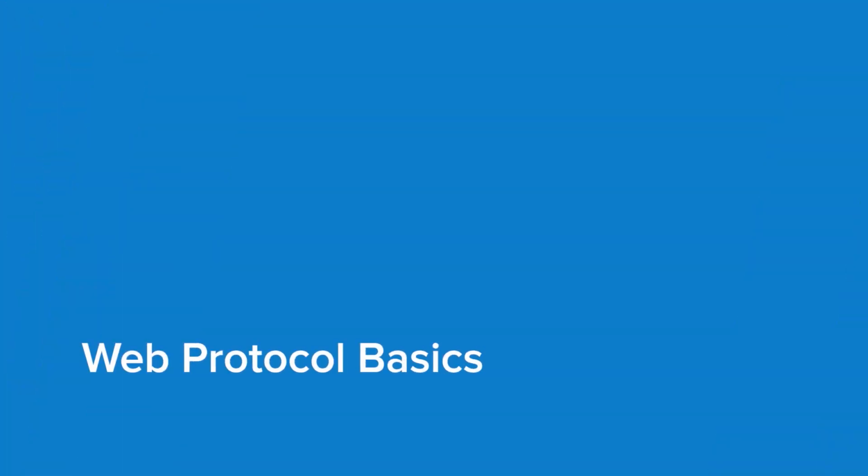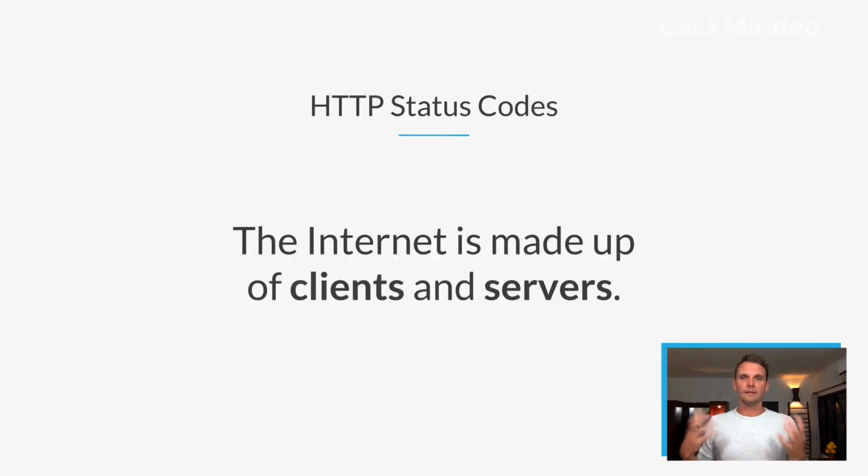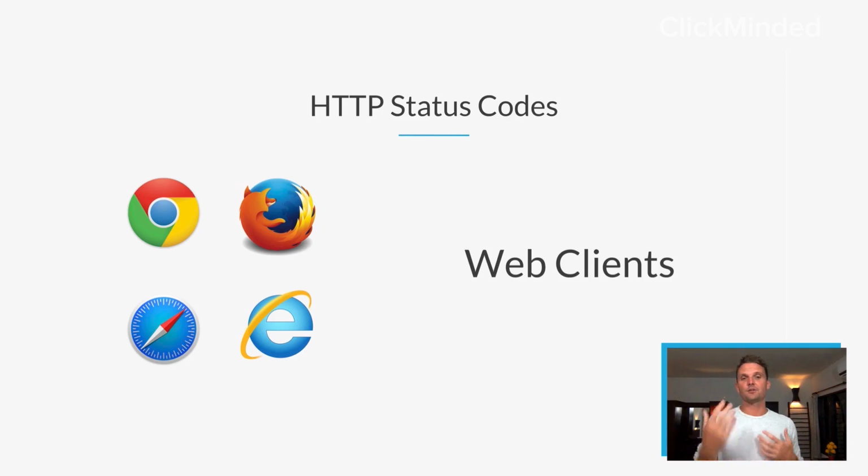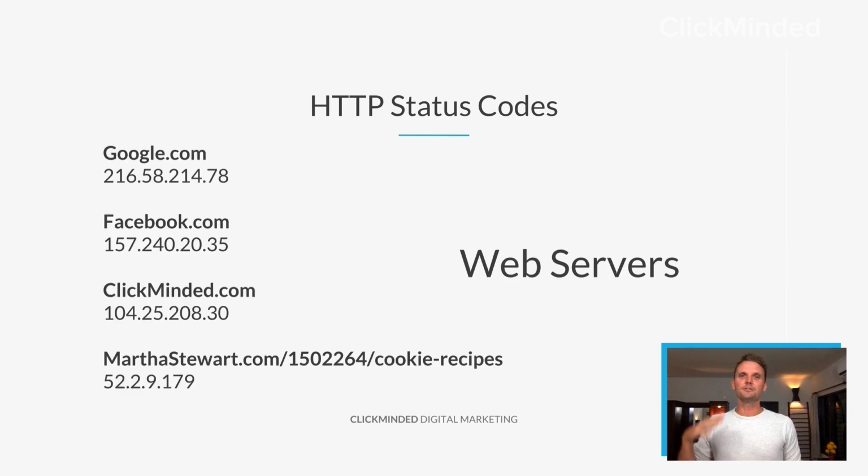Before we jump into 302 redirects, I just want to do a brief overview of the HTTP protocol in general. The internet is made up of two core things, clients and servers, right? You have web clients, that's your browser. Maybe it's Chrome, maybe it's Firefox, maybe it's Safari. If you're a godforsaken human being, maybe it's Internet Explorer. But you're usually accessing the internet through one of these clients.